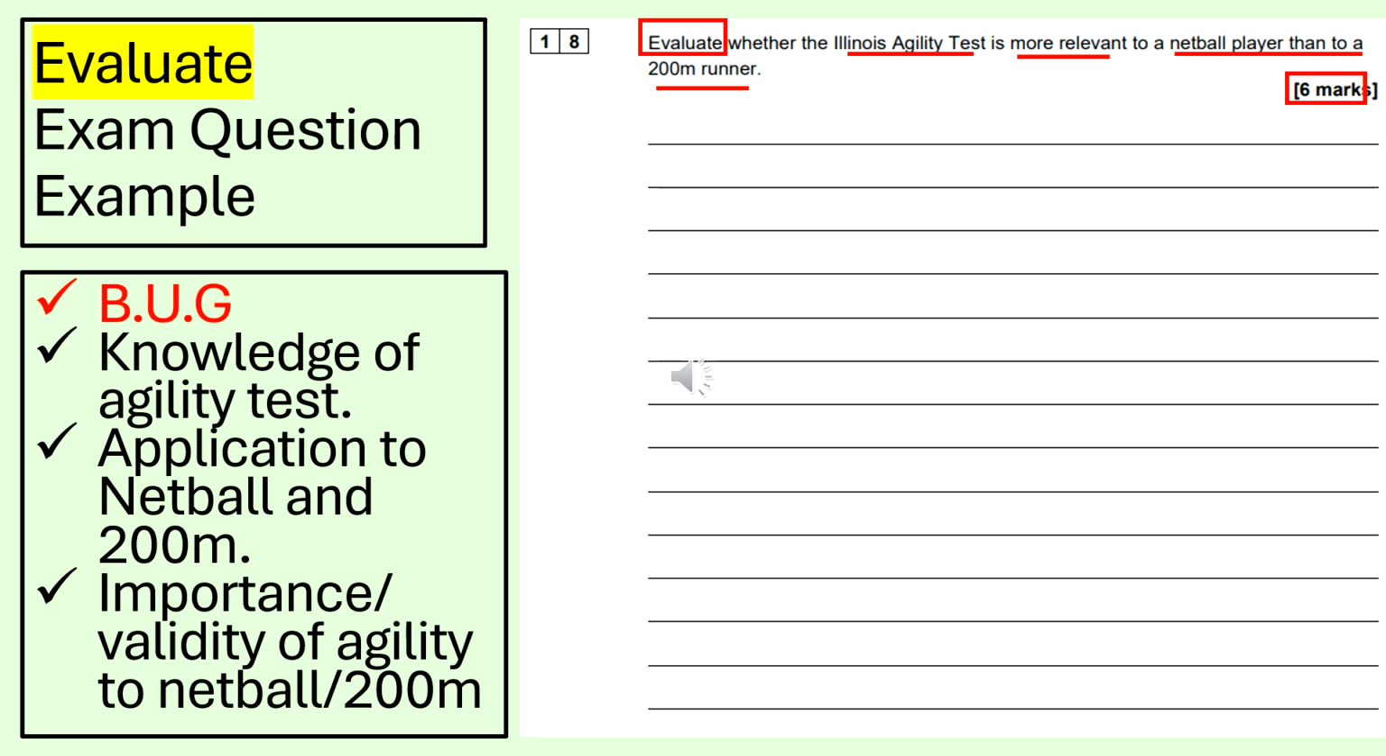So what they want to see here is knowledge of the agility test. So what does it look like? So you could draw it or you could describe it. Then they want to see you apply agility to netball and a 200-meter runner. And then they want you to talk about the importance and the validity. So is the Illinois agility test a suitable test for a 200-meter runner, for example, which I'm quite sure you're aware probably isn't very viable because it's a race in a straight line. Okay, it's got a bend, but there's no changing direction at speed, which is obviously the definition of agility.